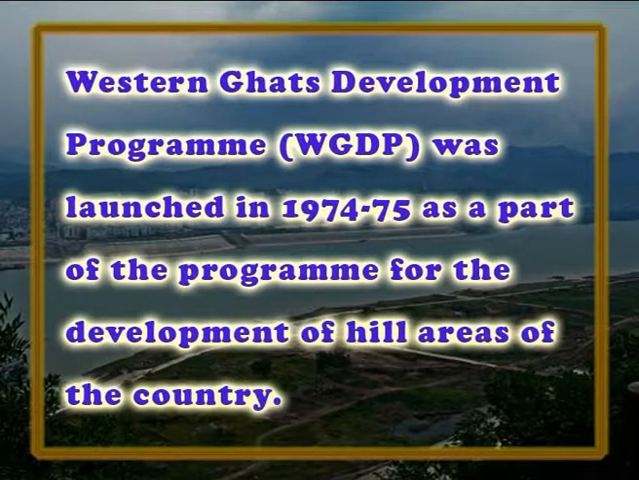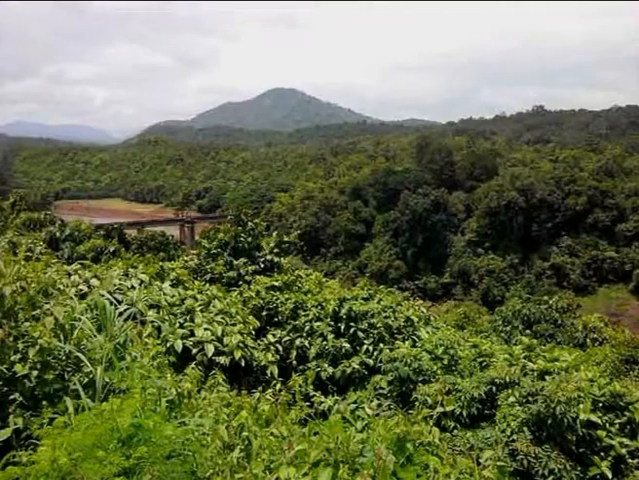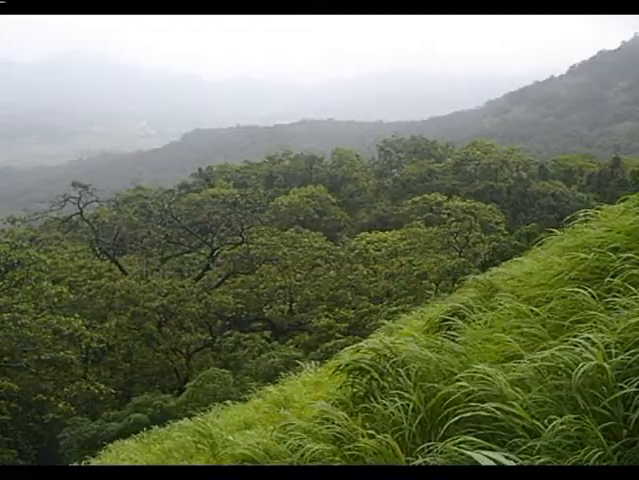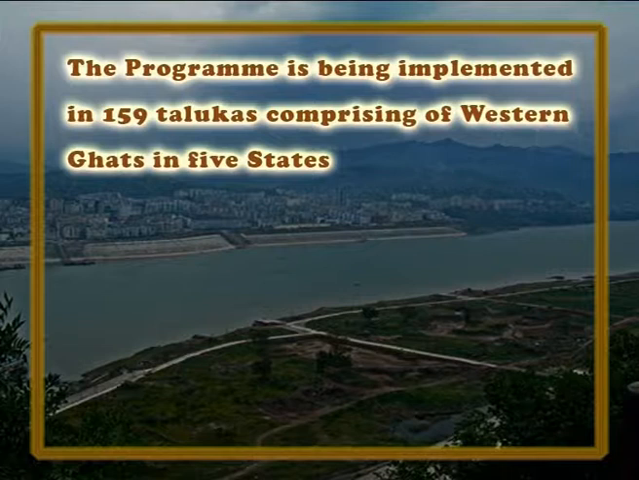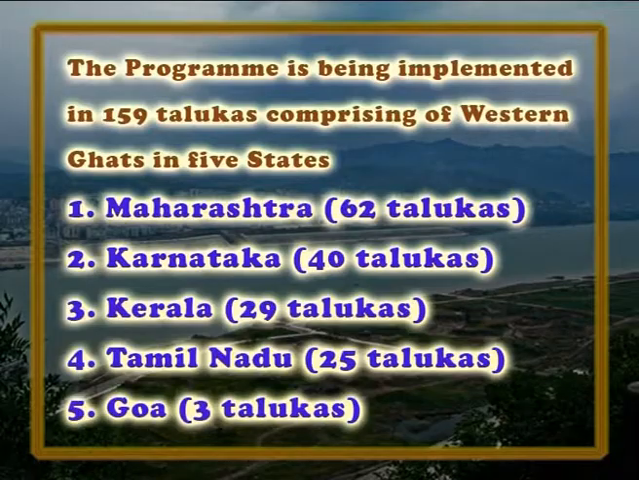Next is Western Ghats. Western Ghats Development Program, that is WGDP, was launched in 1974 and 75 as a part of the program for the development of hill areas of the country. For delineation of the areas for coverage by WGDP, the criteria of elevation and contiguity with taluk was adopted. The program is being implemented in 159 taluks comprising of Western Ghats in 5 states. Example, Maharashtra, Karnataka, Kerala, Tamil Nadu and Goa.